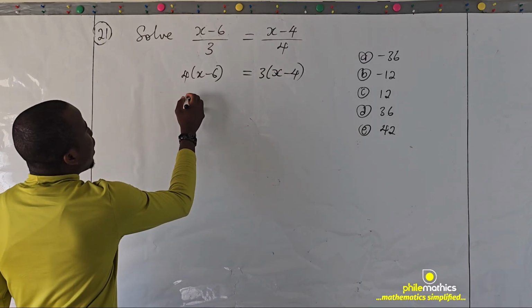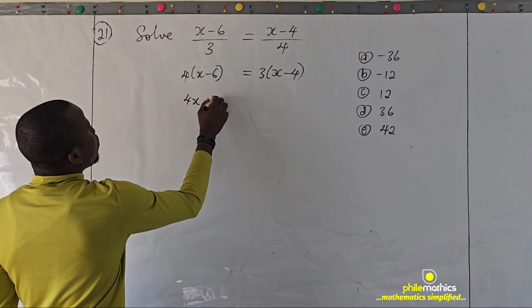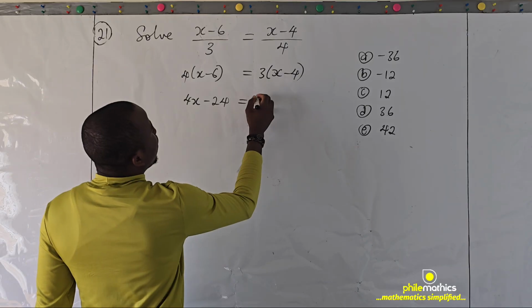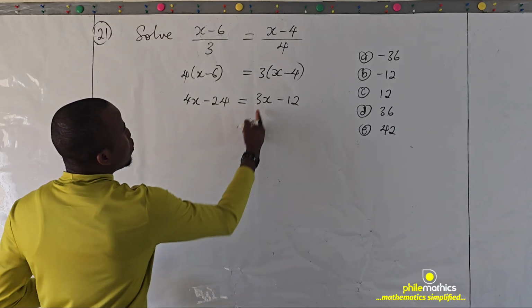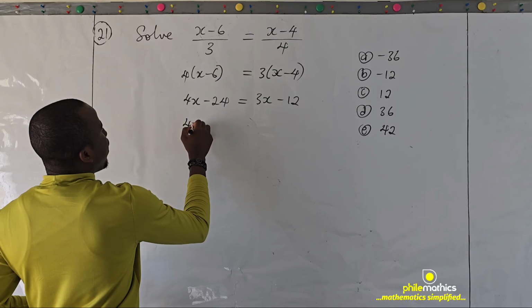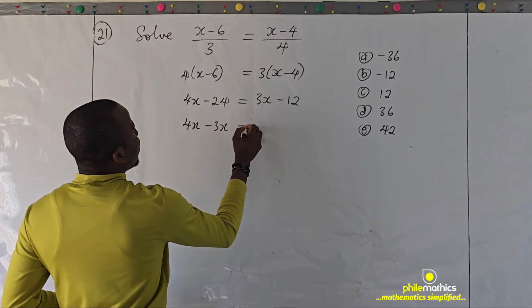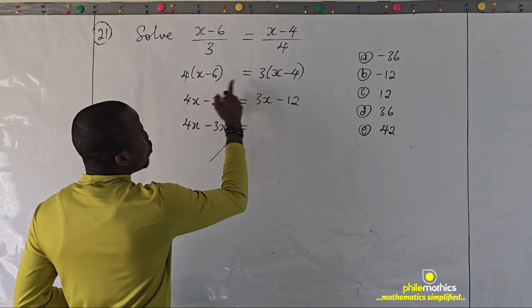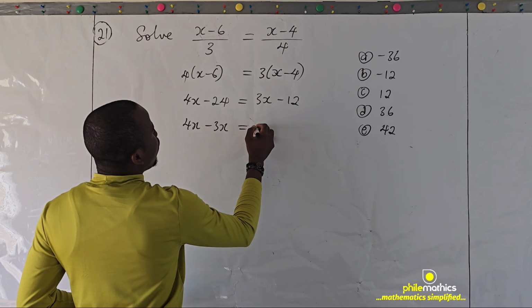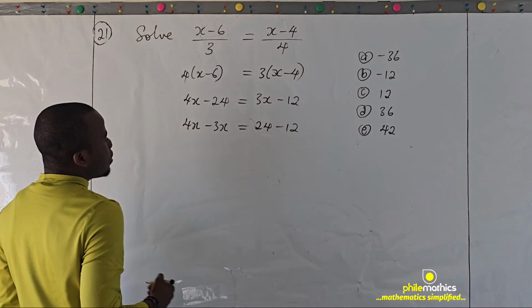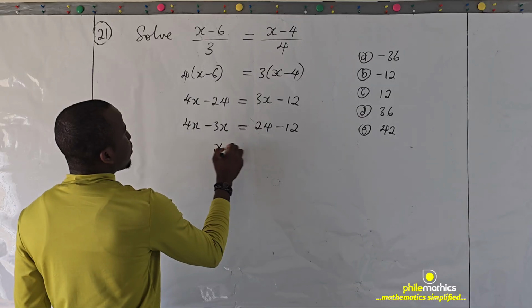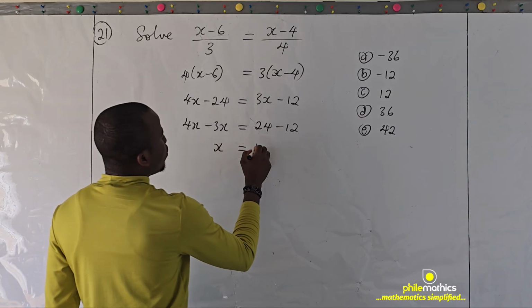So open bracket, I have 4x minus 24, equals 3x minus 12. Collect like terms. So this can come here, I'll have 4x minus 3x, and this can go here. This changes to plus, so I have 24 minus 12. 4x minus 3x is x. 24 minus 12 is 12.